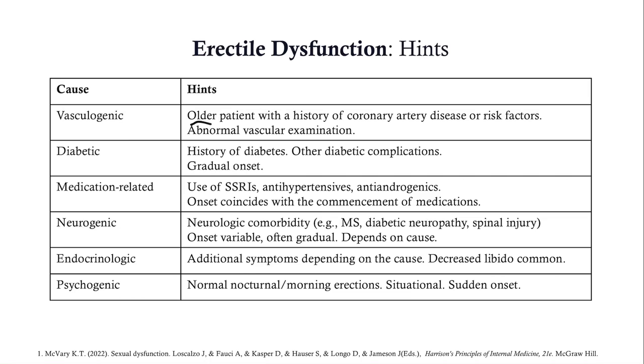Medication related, the big hint there is they're going to give you a common offending medication like SSRIs, and the symptoms will coincide with the commencement of the drug. So they started the drug 2 months ago, the symptoms came on 2 months ago. Pretty straightforward. Neurogenic, look for MS, diabetic neuropathy, spinal injury. This can be really variable. It just depends on the cause. Expect to see focal signs or signs consistent with the underlying disorder.